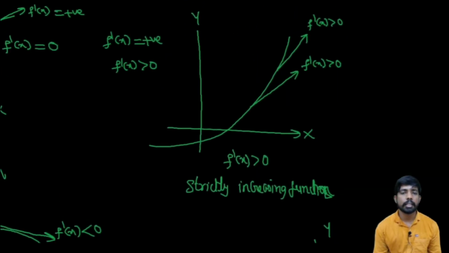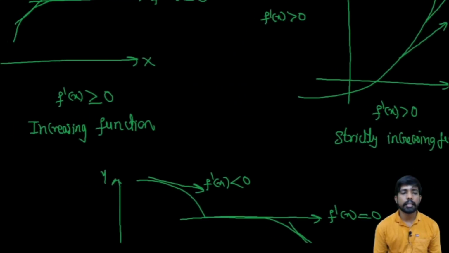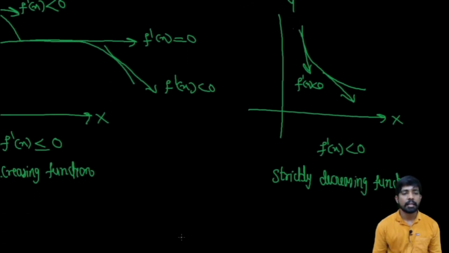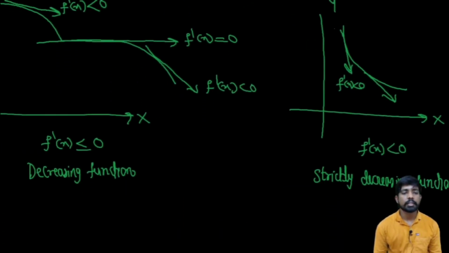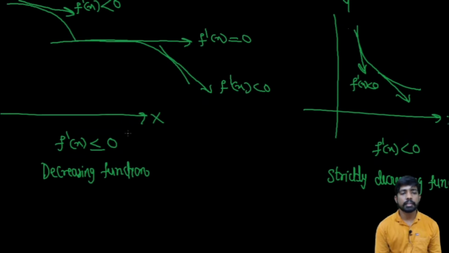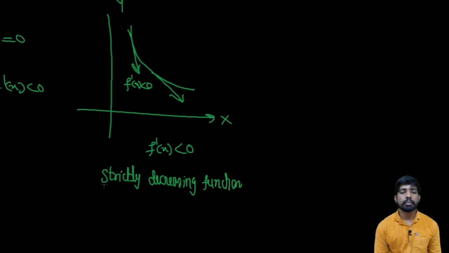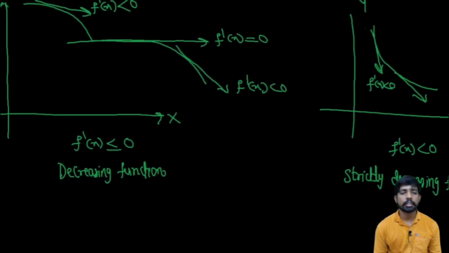So here these are the conditions. Increasing condition is f dash of x greater than or equal to 0. Strictly increasing condition is f dash of x greater than 0. Decreasing function is f dash of x less than or equal to 0, and f dash of x less than 0 for a strictly decreasing function. These are the conditions. Make a note of it. We will start with the exercise problems.